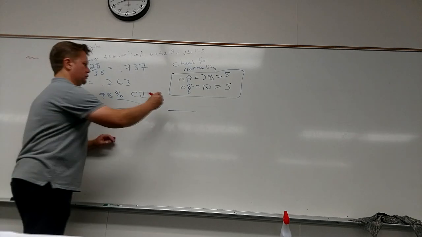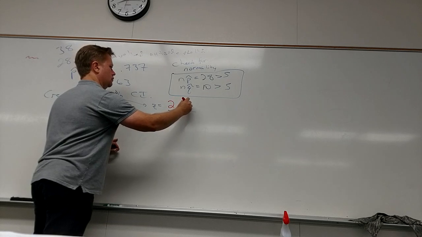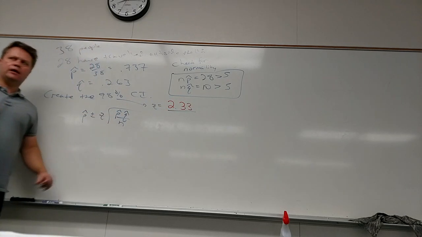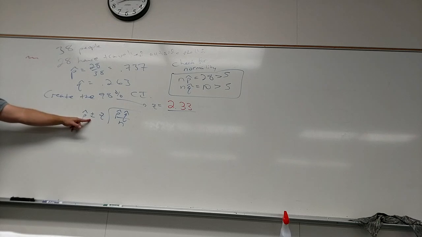What do you get for the z-score? Negative 2.33. Why doesn't the negative matter? I don't want that to be a tripping point. Because it's built in there already. That's why there's a plus or minus.